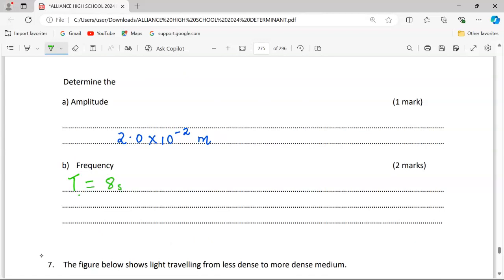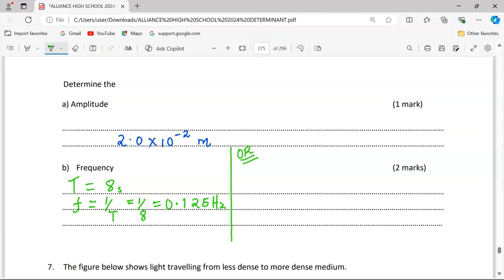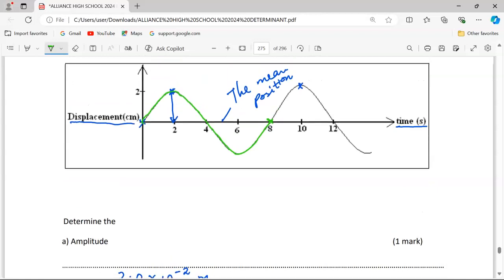And we know that there is a relationship between frequency and periodic time, and that is that one is the reciprocal of the other. So 1 out of 8 will give us exactly 0.125. This is in hertz, the units of frequency. Alternatively, we can also determine frequency by looking at the wave again.